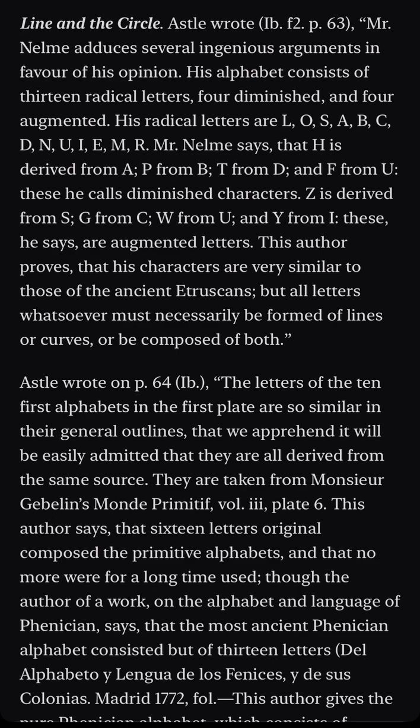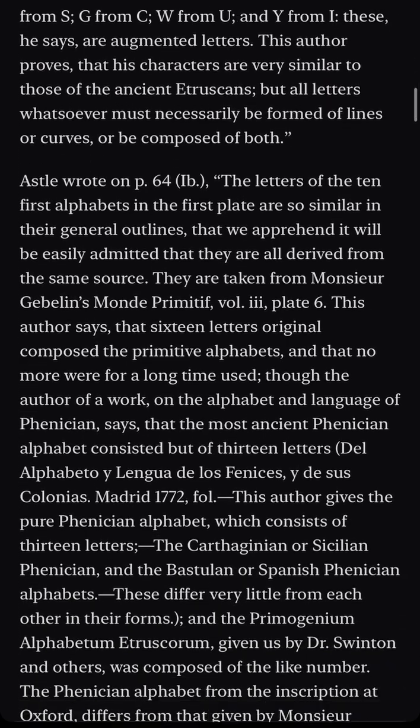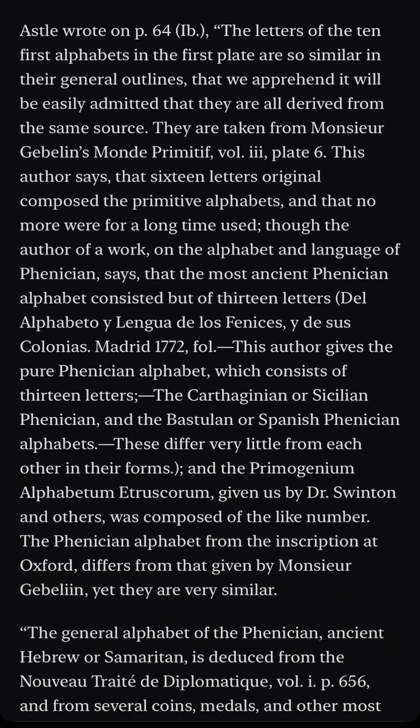Astle wrote on page 64, IB, the letters of the 10 first alphabets in the first plate are so similar in their general outlines, that we apprehend it will be easily admitted that they are all derived from the same source. They are taken from Monsieur Gebelin's Monde Primitif, Volume 3, Plate 6. This author says that 16 letters originally composed the primitive alphabets, and that no more were for a long time used, though the author of a work on the alphabet and language of Phoenician says that the most ancient Phoenician alphabet consisted but of 13 letters, del alfabeto y lengua de los Fenices, y de sus colonias.